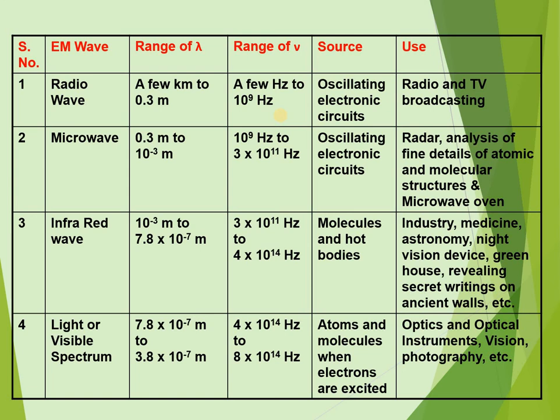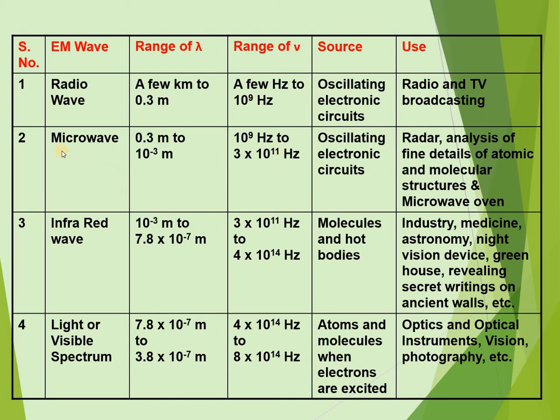We arrange them in tabular format, in order to understand and differentiate them easily. The first wave is the radio wave. Its wavelength range is from a few kilometers to 0.3 meter, and the frequency range is from a few hertz to 10 to the power 9 hertz. How are radio waves generated? They are generated by oscillating electronic circuits, and they are used in radio and TV broadcasting.